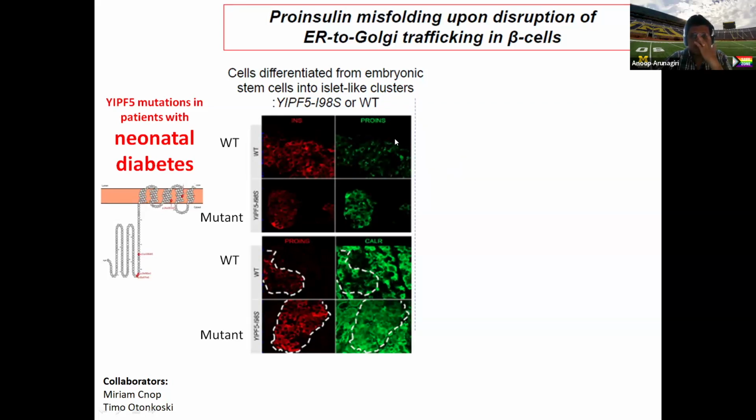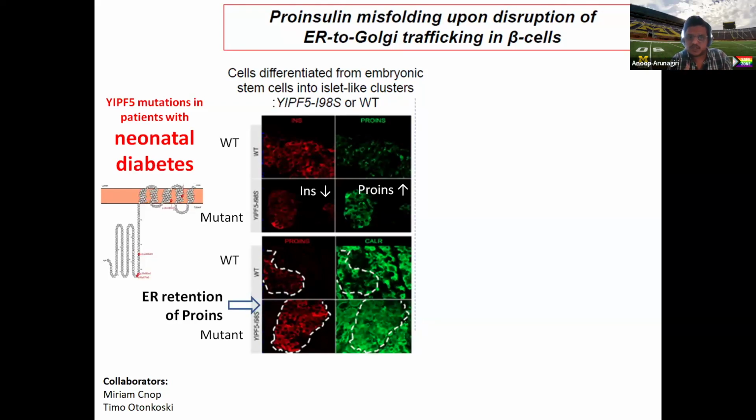So what do we see in these tissues? We are comparing here wild type and the IPF5 mutant. We see something very similar to what we observed in the Akita mouse. There is more proinsulin and there is less insulin. Also, we observe that the proinsulin is retained majorly in the ER. It's co-localizing in many of the cells with the ER marker calreticulin. So this ER localization is possibly due to the ER to Golgi trafficking defect.